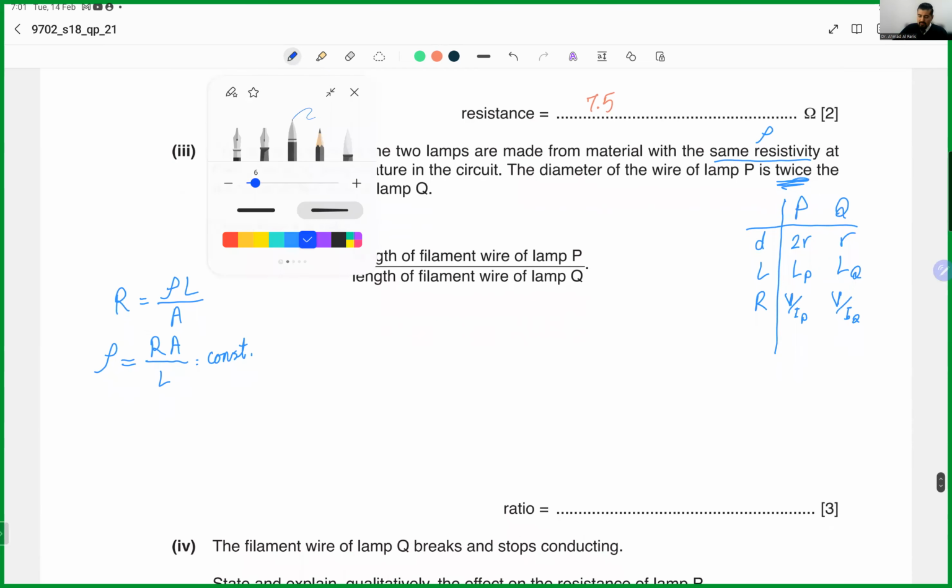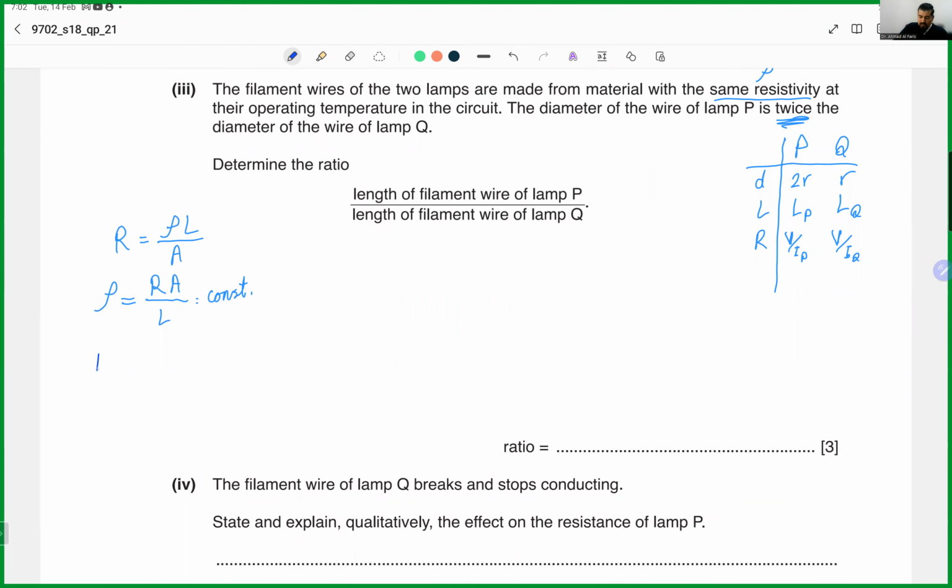So what that means is, I will use the formula RA over L for P equals RA over L for Q, which is supposed to be equal. Now, we will make the length of P over length of Q the subject of the formula. So length of P over length of Q, I'll do cross multiplication. So it will be RP. Instead of writing area, we know that the area is pi R squared. So I'll use R squared because pi with pi cancel out each other, divided by the resistance of Q multiplied by the radius of Q squared.